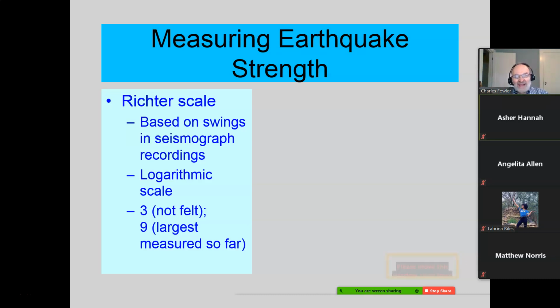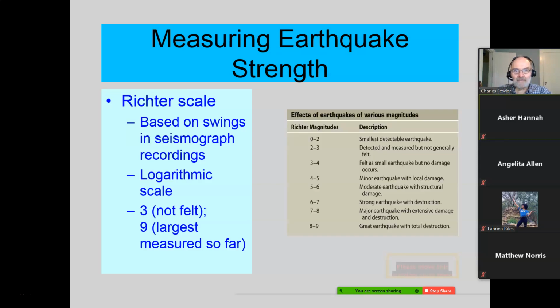The main one I can recall reading about is a major earthquake that happened in the southern part of Alaska, whose tsunami made its way all the way to Hawaii and did damage there. I mean, that was a very powerful earthquake. So 9 is the largest measured so far. That doesn't mean we can't have larger, but that's the largest measured so far.